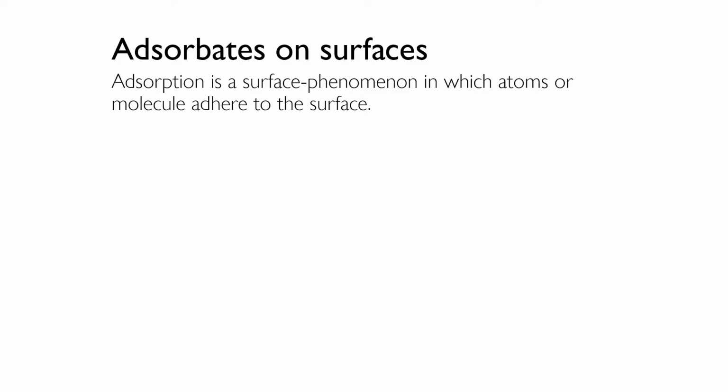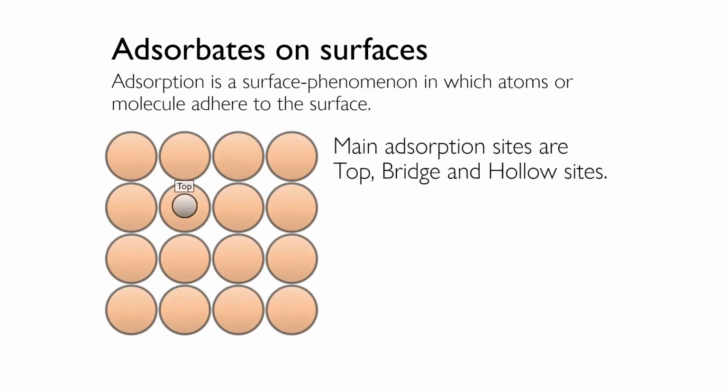But how do we tell where these adsorbates prefer to stick? If we look at the 1,0,0 surface, we notice there are several sites with special symmetry that seem appealing as potential binding sites. These are the top, bridge, and hollow sites. How can we tell which of these sites is more favored by the adsorbate?